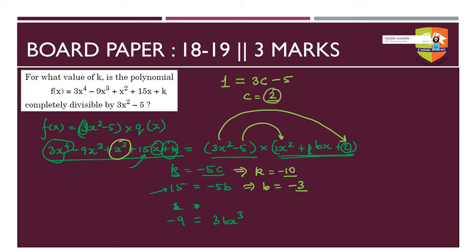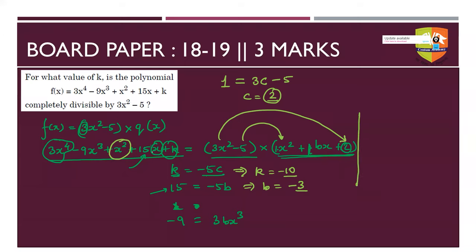Anish, sir, can we find roots of 3x square minus 5? This has to be root of the other, so we can replace x. Do you understand? Root of 3x square minus 5 will be root of fx. Yes. So Anish, you can put under root 5/3 in the value and make it 0 and find k. You can do that. What Anish is saying is this.